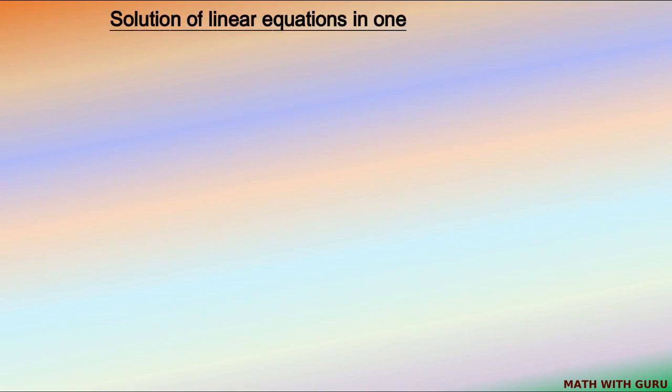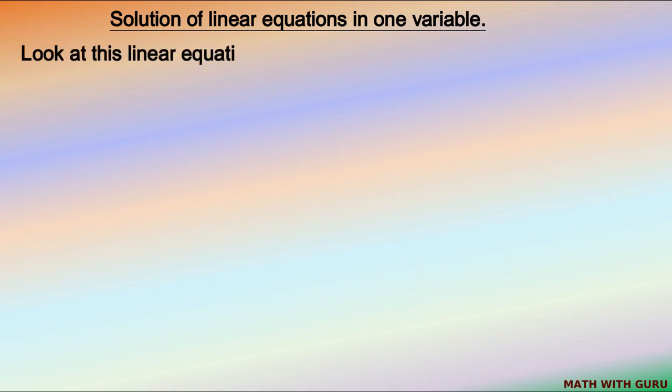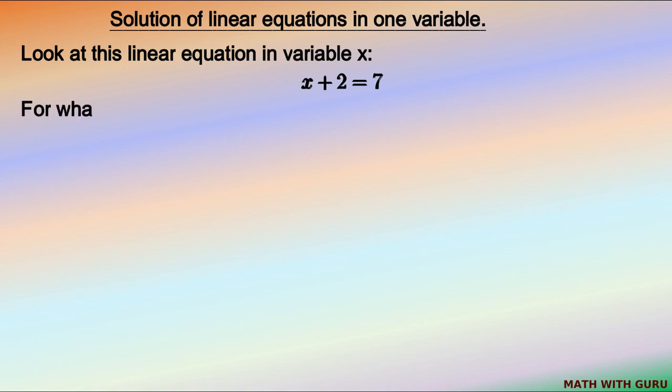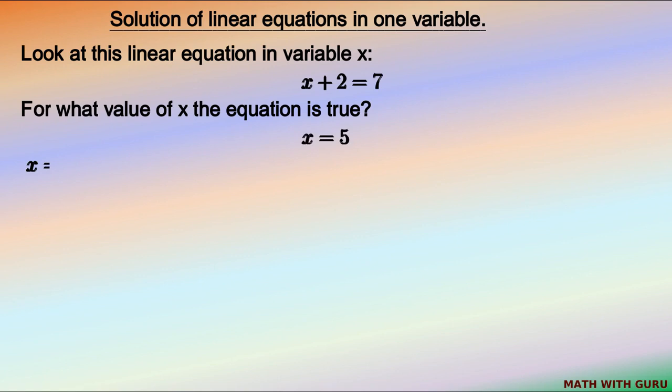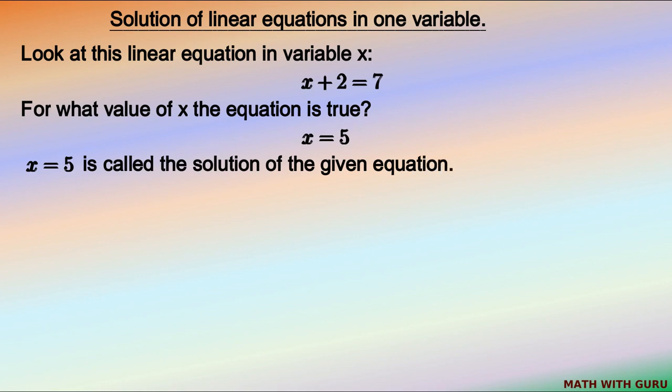Solution of linear equations in one variable. Look at this linear equation in variable x: x + 2 = 7. For what value of x is the equation true? 2 is added to a number to get 7. Of course, the value of x is 5. It's quite simple. x = 5 is called the solution of the given equation.